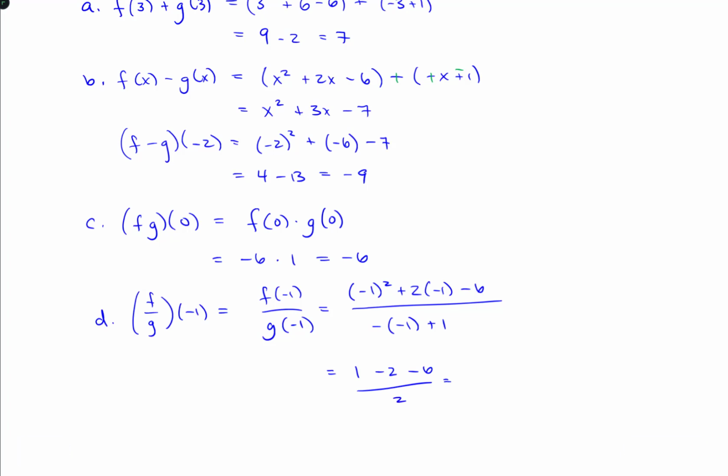1 minus 2 is negative 1. Negative 1 minus 6 is negative 7. So we would get negative 7 halves.